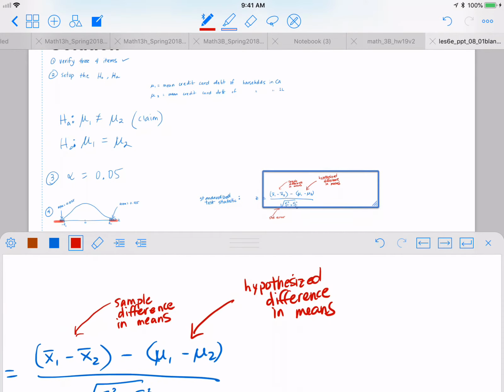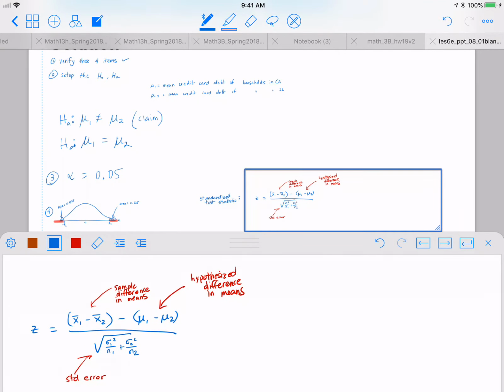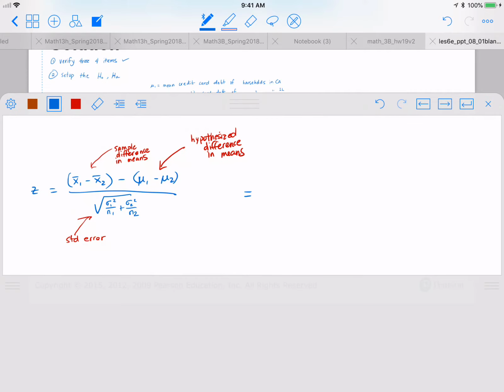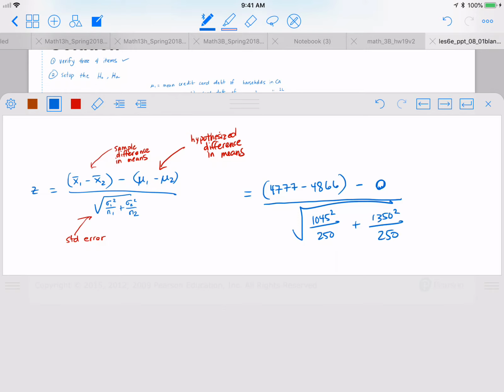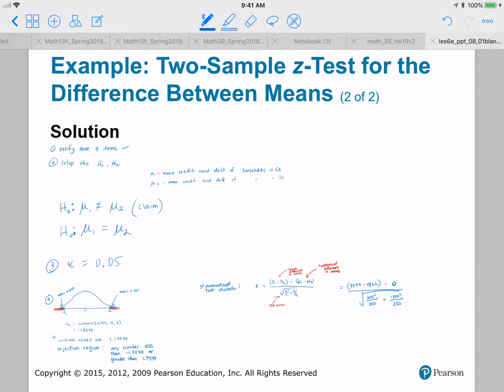Let's write this out here. This will be equal to x1 bar minus x2 bar, which is 4777 minus 4866, minus mu1 minus mu2, that's just going to be 0, divided by the square root of, now my sigma 1 is 1045, so I need 1045 squared over n1, which is 250, plus sigma 2, which is 1350 squared over 250. Now I need to mention something.